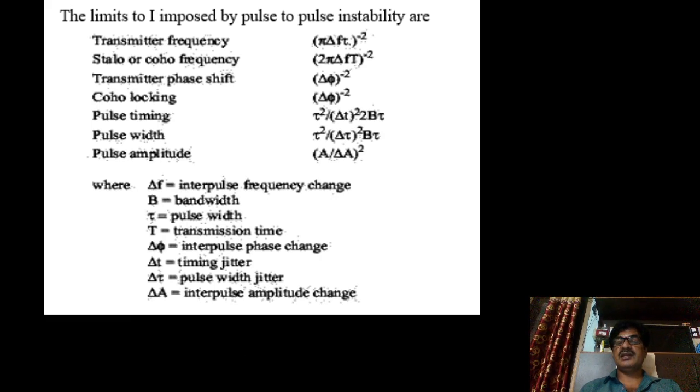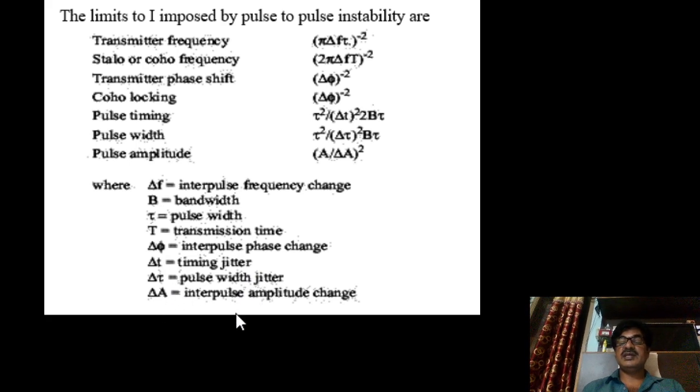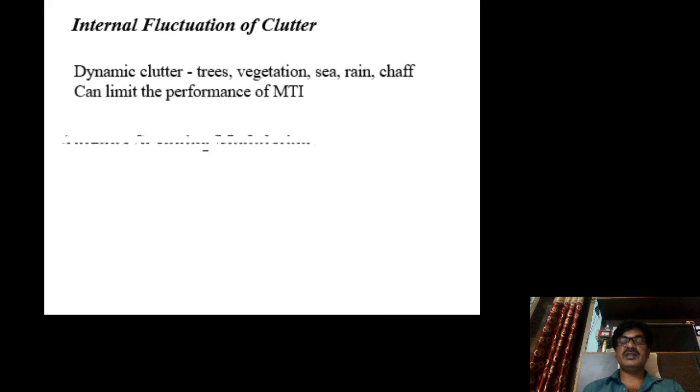Here, if you observe, delta f is the interpulse frequency change, B is the bandwidth, tau is the pulse width, T is the transmission time, sorry. Delta phi is the interpulse phase change, delta t is the timing jitter, delta tau is the pulse width jitter, and delta A represents the interpulse amplitude change. So these are all because of instabilities of the transmitter and receiver.